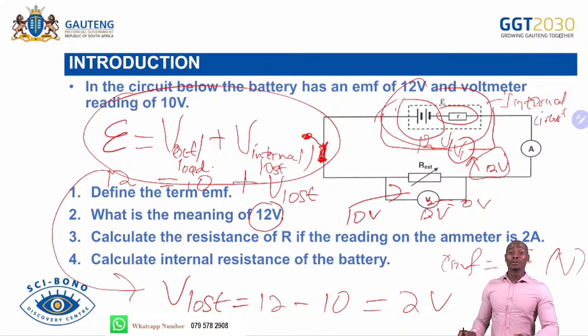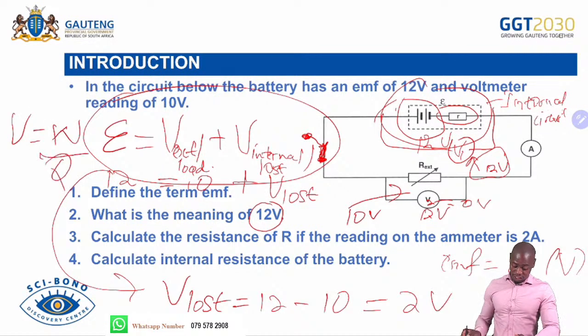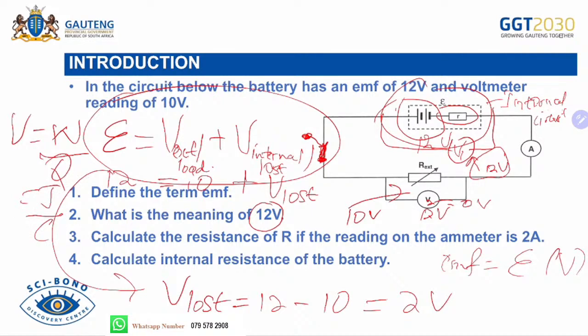So the meaning of 12 volts, remember, this is potential difference, and potential difference is work done over charge. That is the amount of work done per unit charge. If you're having 1 volt, work done there is measured in joules, and charge is measured in coulombs. So here we are having joules per coulomb. So 1 volt is equivalent to 1 joule per coulomb. You should know that. So 1 volt is equivalent to 1 joule per coulomb. Where are we getting that from?